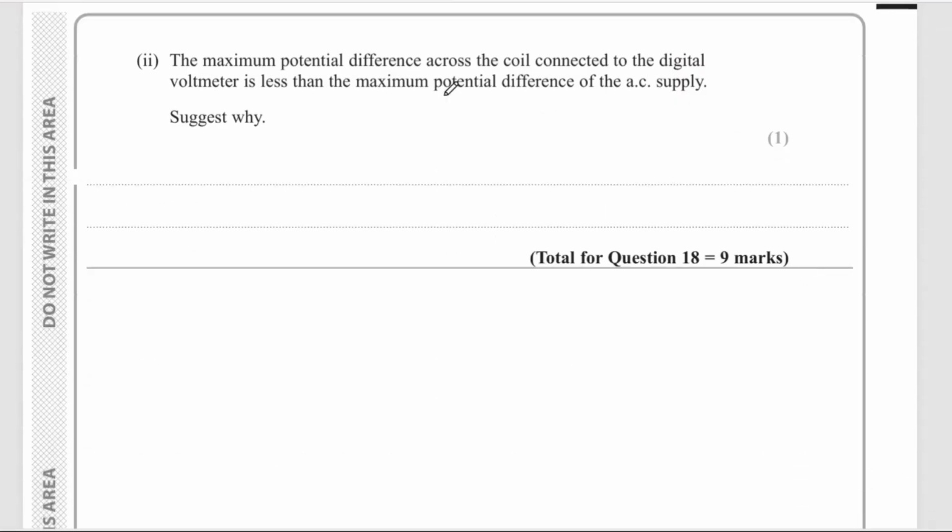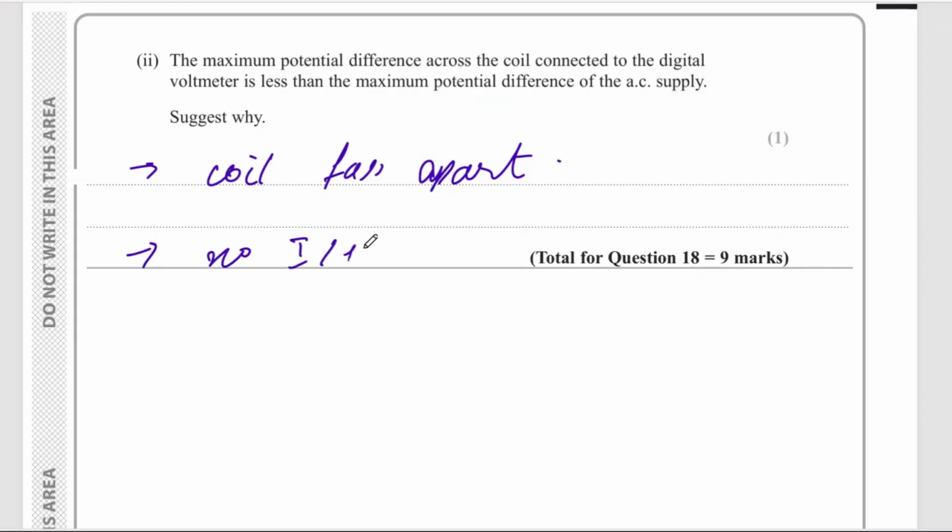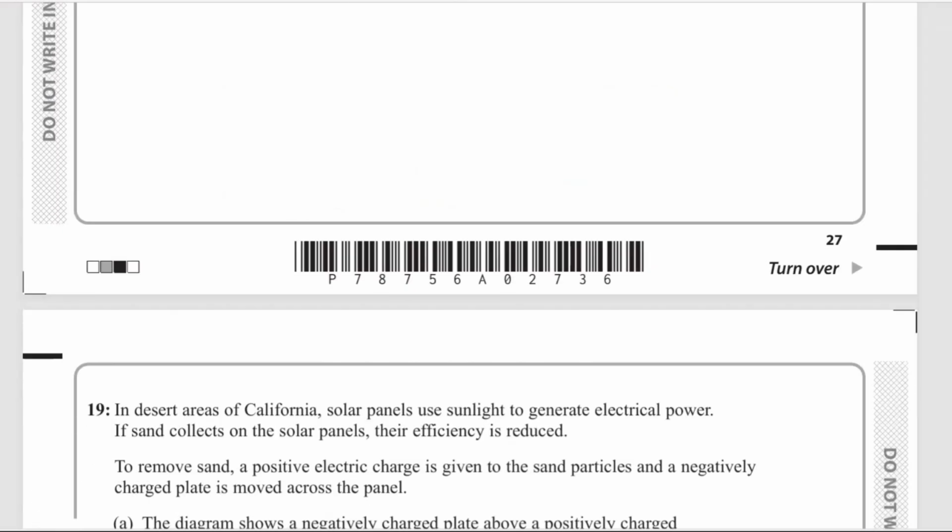The maximum potential difference across the coil connected to the digital voltmeter is less than the maximum potential difference of the AC supply, right? Suggest why. So first of all, the reason behind that is that maybe the coils are too far apart, right? The distance between the coils is large. And apart from that, you can also mention that there is no iron core joining them up, right? So that is why the induced value would be less.